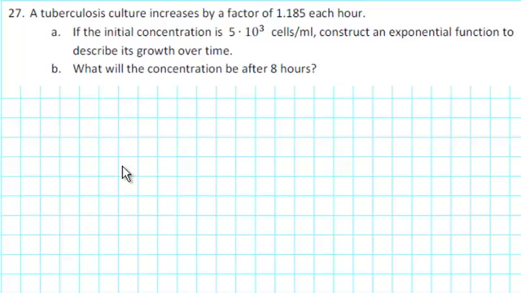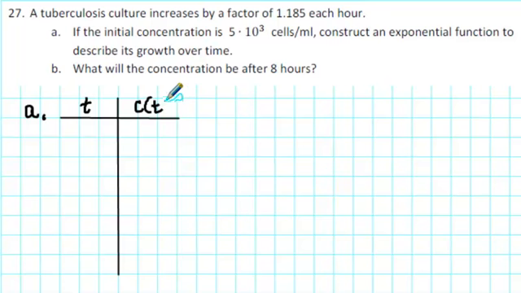For part A, let's first of all make a table of values just to get a feeling for what's going on. We'll let the input be t for time, and the output be c of t for the concentration at a particular time. So suppose that time is 0. What is the initial concentration? Well, the initial concentration is 5 times 10 to the third, or 10 cubed is 1,000, so 5 times 1,000 is 5,000. So our initial concentration is 5,000.